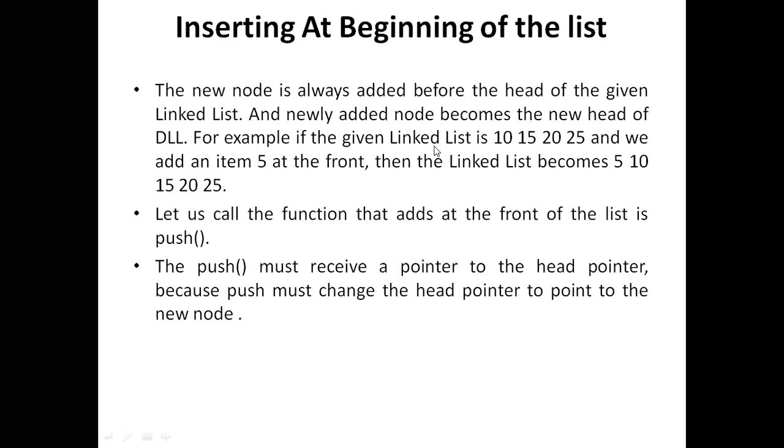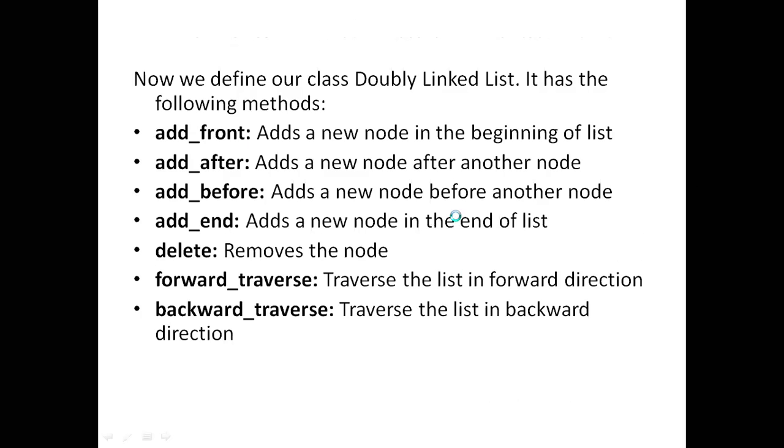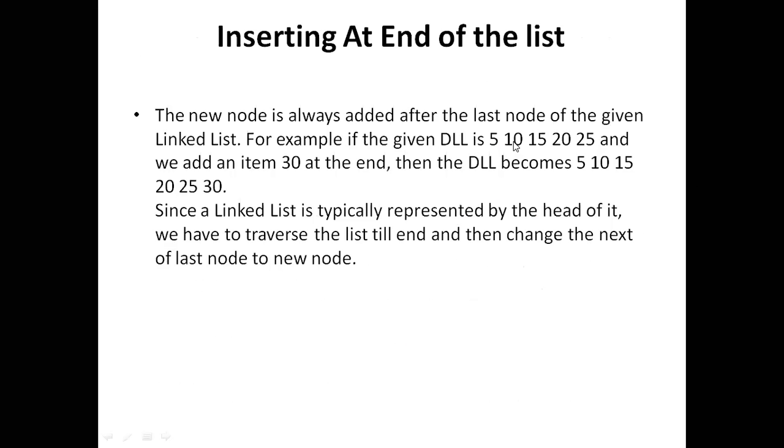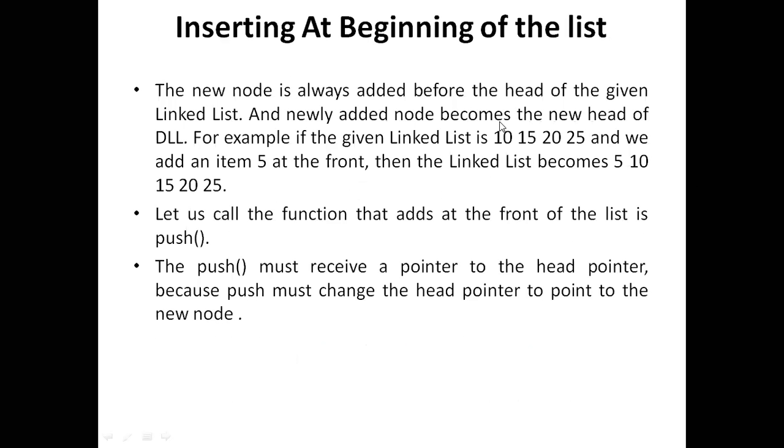For example, if the given linked list is 10, 15, 20, 25, that means what values? If you are executing your program also, it will not show you like how I have shown this way or that way. It will show you the values only. Okay guys. So 10, 15, 20, 25 and we add an item 5 at the front. So after this, what is the status of the linked list?